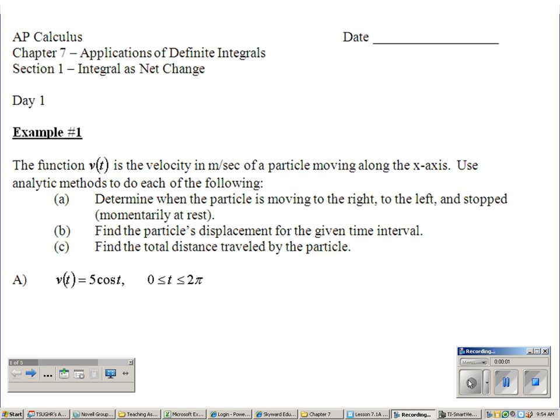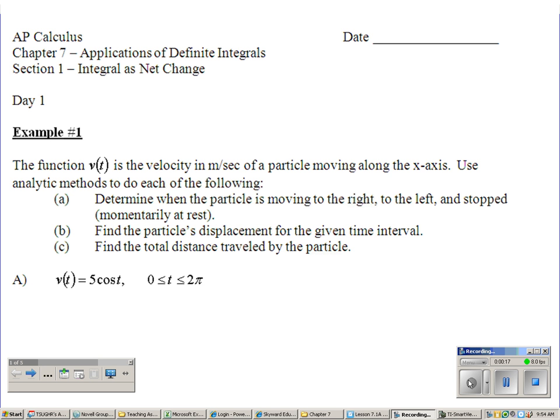Chapter 7 is on application of definite integrals. Section 1 is on integrals net change. We've really looked at a lot of this stuff. It's going to be just a little bit different in terms of how it's presented, but it's really the same type of problem that we've looked at a number of times.